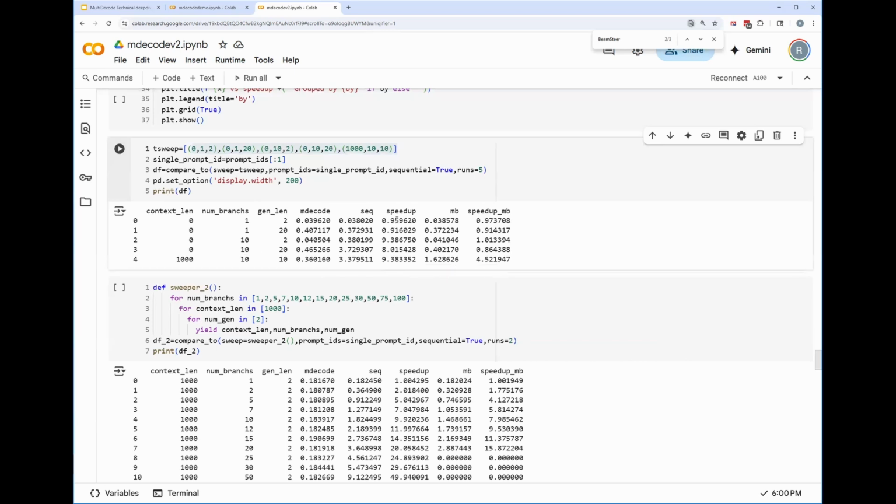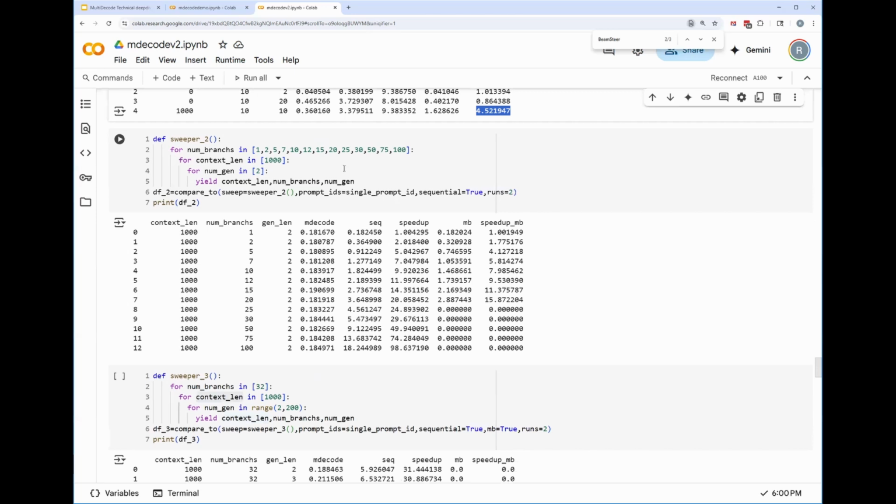Anyhow, so the speed up. You can see when you start getting out with more branches, you get higher numbers. Certainly compared to sequential, they're big numbers. When you're doing speed up against the mini batch, they're about in the same neighborhood. When you start getting up there with a large context, then the gain is quite a bit higher.